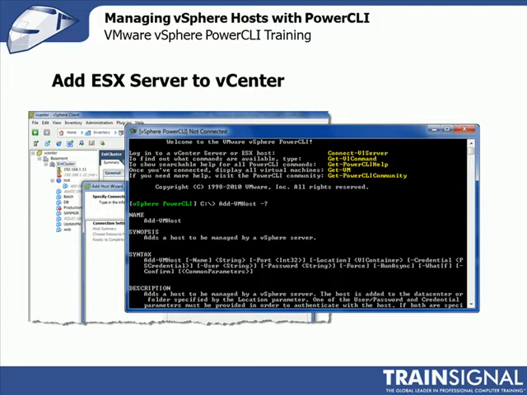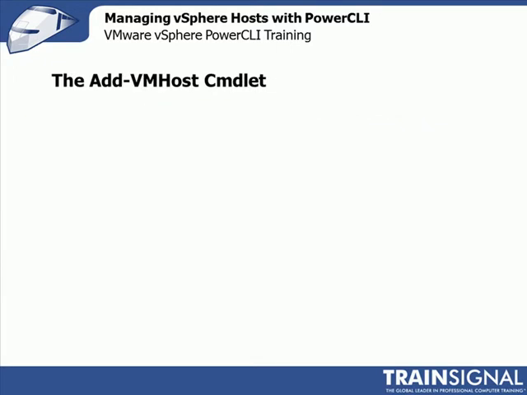I'm going to browse through the help file for that and show you some parameters and show you how to work with it here in a moment. First, let's talk a little bit about the cmdlet. As I said, this cmdlet is used to add ESX servers to your vCenter environment. It's called Add-VMHost. The name makes a lot of sense.